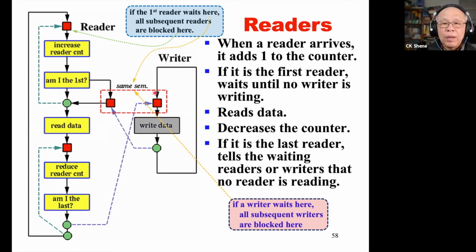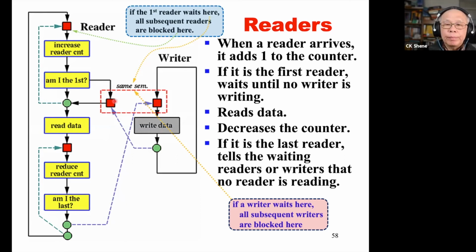So in this case, as long as this semaphore is able to block the first reader, it is able to block all subsequent readers so that none of the readers can read. So this is a direct block if there is a writer writing, and this is an indirect block that could block all subsequent readers. Now, this first reader is blocked here.